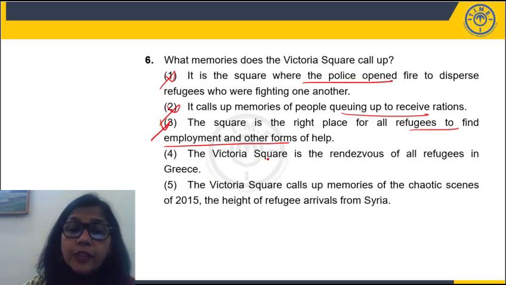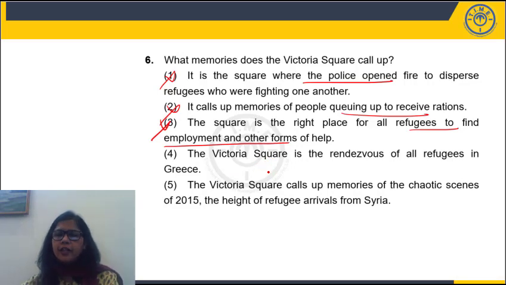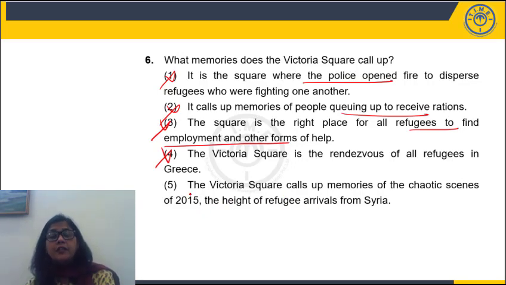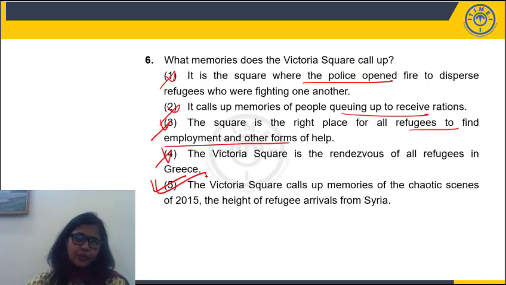The Victoria Square is the rendezvous of all refugees in Greece. A rendezvous is a place where it's like a secret meeting, right? So this is not a place where they gather together to discuss each other's life and families. So this is again ruled out. We're left with only the fifth option. The Victoria Square calls up memories of the chaotic scenes of 2015, the height of refugee arrivals from Syria. So this is a direct question. This is directly stated in the passage.